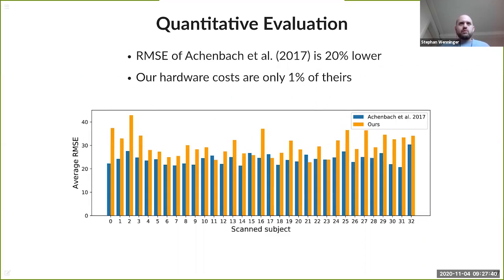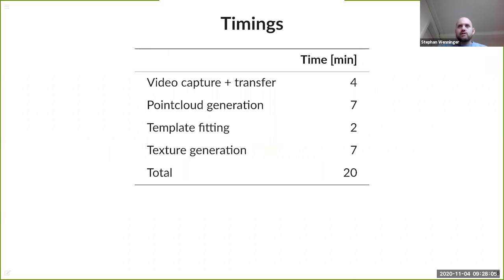So we scanned them with both our method and the previous expensive multi-camera rig method by Achenbach and colleagues. And not surprisingly, the multi-camera rig performs better. So the root mean square error here is around 20% lower. But keep in mind that our hardware costs are only 1% of theirs, and we do not have a stationary scanner setup. Timing: our pipeline can produce these virtual humans in 20 minutes total, so end-to-end, including the video capture, transferring onto the PC, through the point cloud generation, template fitting, and texture generation.